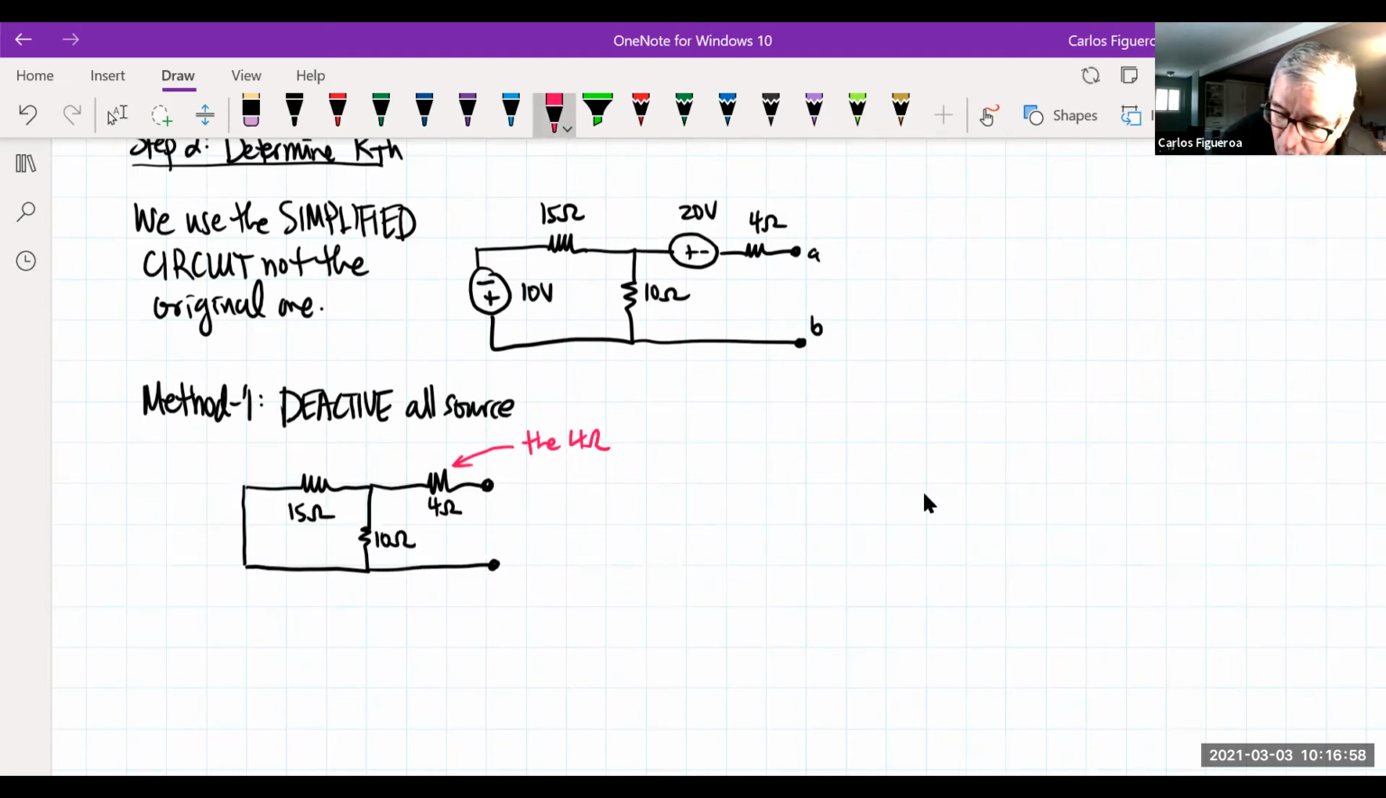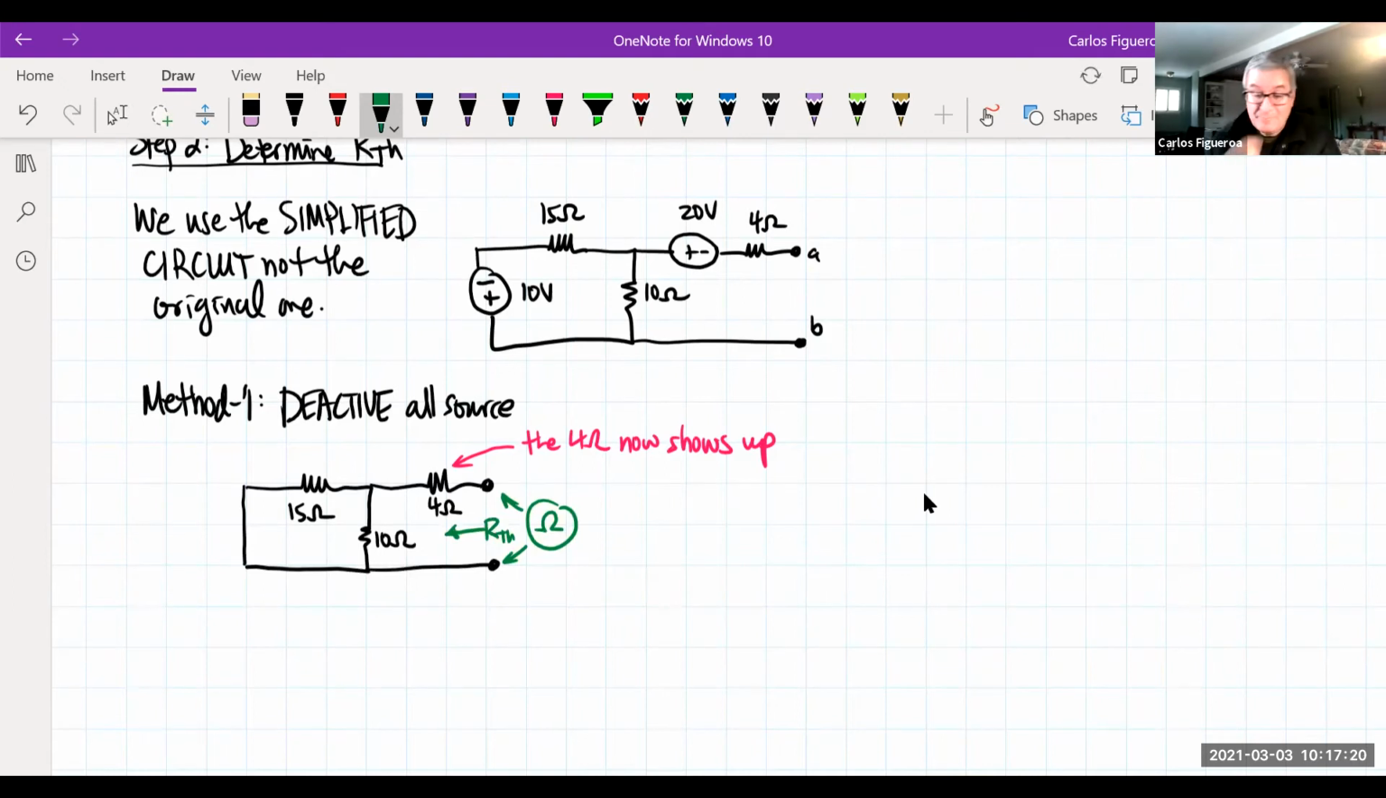The 4 ohm now shows up. I have a completely different circuit. So what am I going to do? I'm going to take my ohmmeter and look at the resistance right in here. And this is what we're calling RTH. If I look at RTH, you could see that 4 is in series with 15 in parallel with 10. So then RTH must be 4 plus 15 parallel 10.